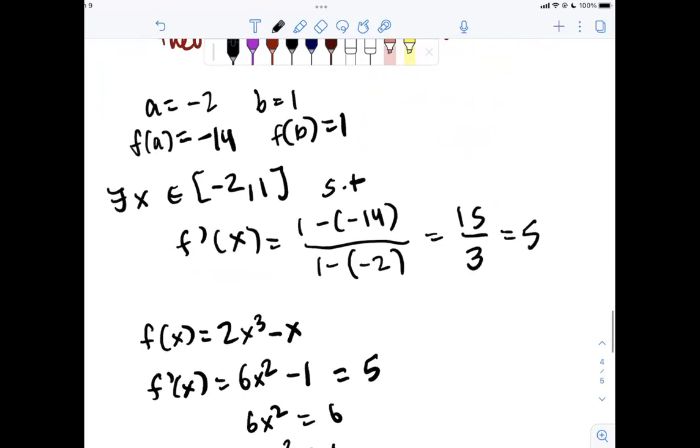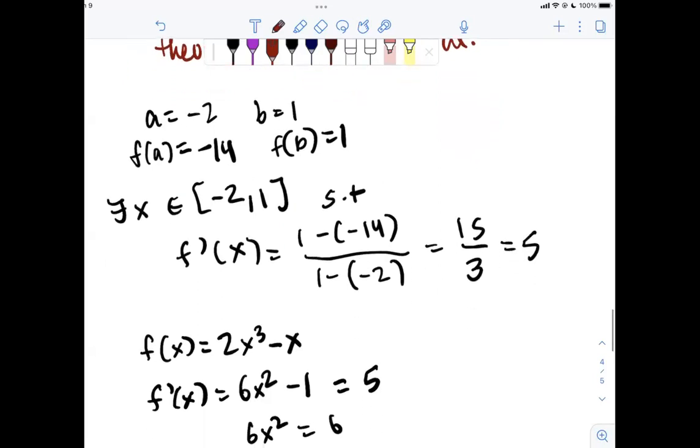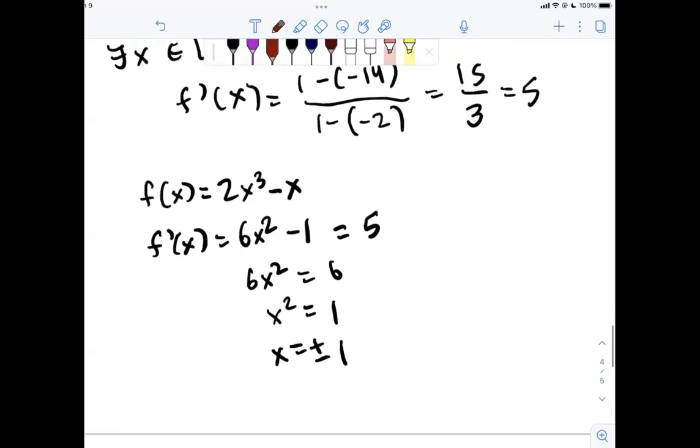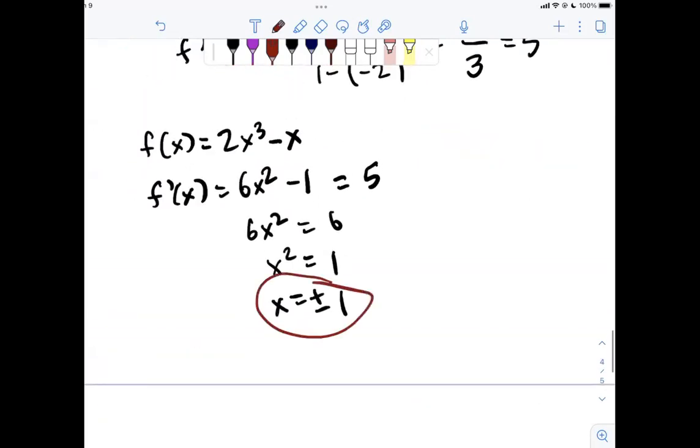But remember, we're looking for a value in this interval. Well, actually, in this case, they're both there, so either one would work. I would just go with -1 since it's in the middle of the interval. Sometimes only one value would actually be in this interval, and then we would have to pick that one. So in any case, this is our solution. x equals plus or minus 1 is going to be a value guaranteed by the mean value theorem.